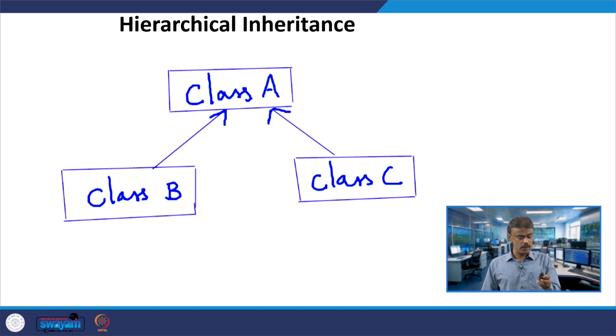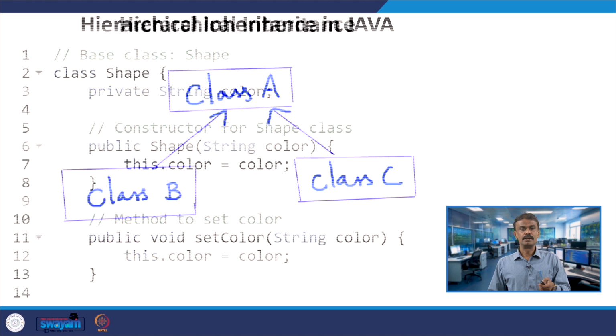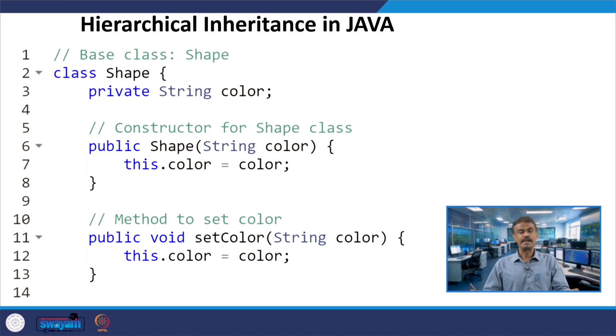In continuation, we will take an example in Java. In Java, hierarchical inheritance is possible, whereas we had seen that multiple inheritance is not possible. When multiple is not possible, hybrid is also not possible, correct. Whereas hierarchical inheritance we can have in Java. So, we will see one example of hierarchical inheritance.